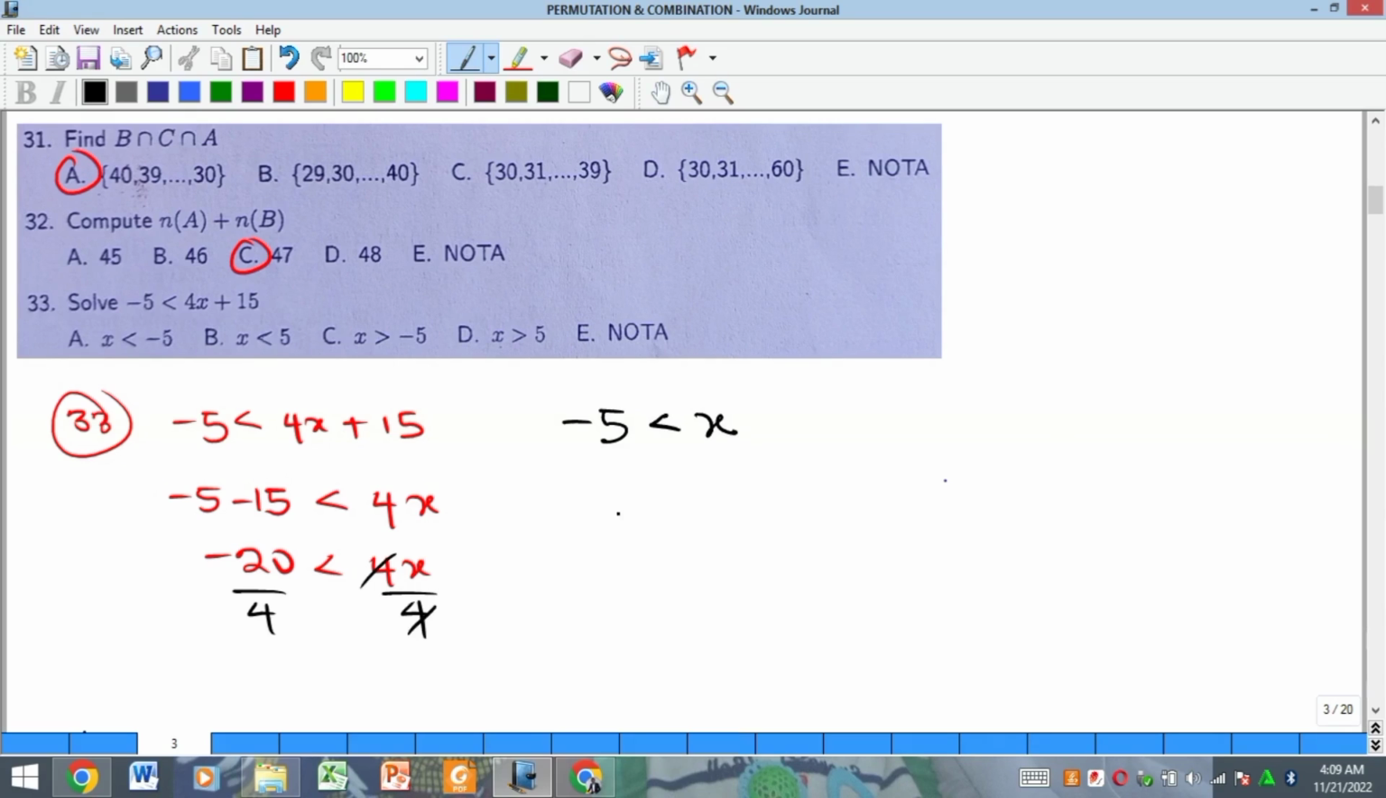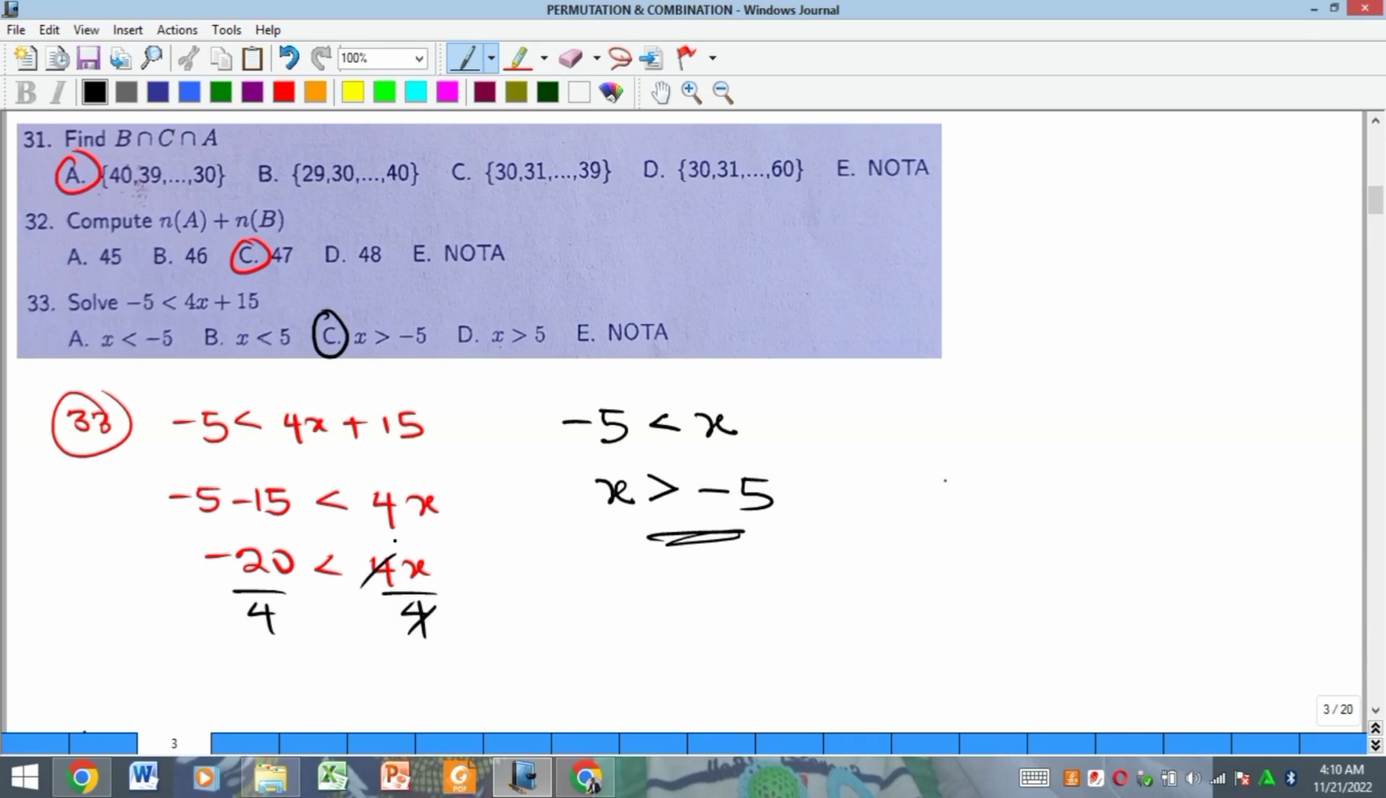Please don't be deceived with the mistake of thinking that because there's a negative sign here, you can change the sign. No, because you only change the sign when you divide by a negative number. And here we divided by a positive 4, so you don't need to change the sign. However, I can actually turn this the other way around. So instead of writing minus 5 is less than x, I can write it as x is greater than minus 5. And they are just the same thing. And that is our option C.